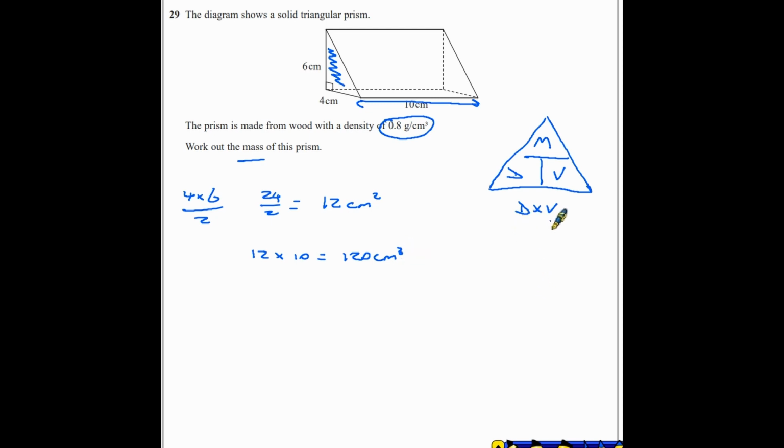We now have density and volume. So density is 0.8 grams per centimetre cubed and the volume is 120. So 0.8 times 120 equals 96 grams.